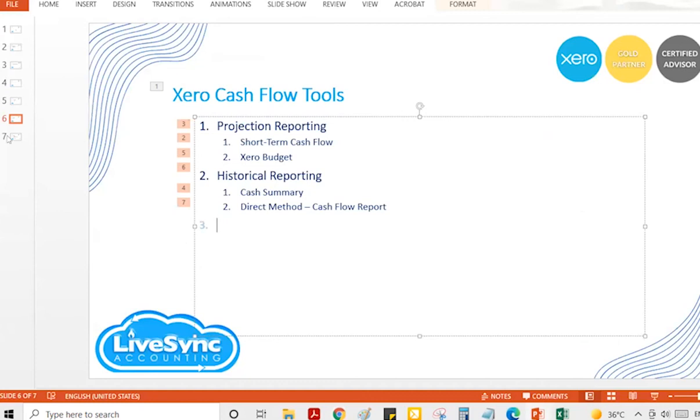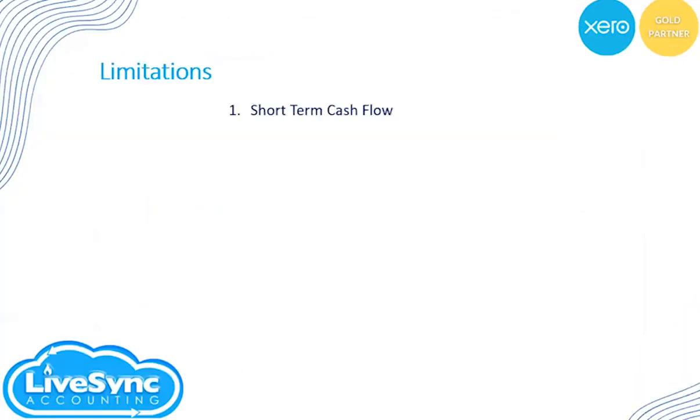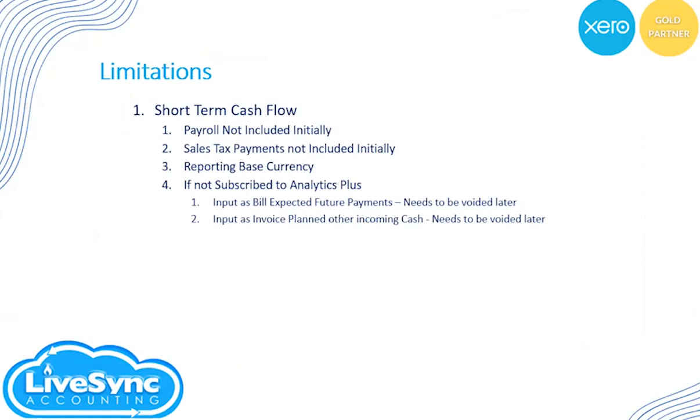Okay, so now let's go to the conclusion. So let's talk about limitations. In terms of limitations of short term, we know this already. So first is, of course, there are expenses like payroll and sales taxes that are not included initially. So you need to add that in your projection.